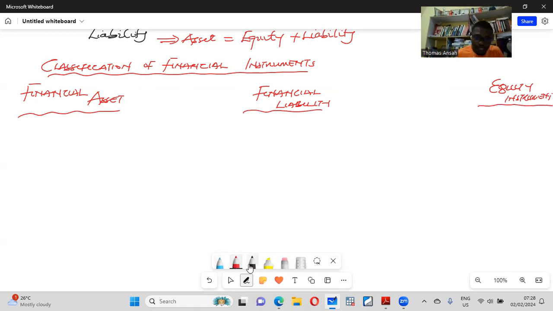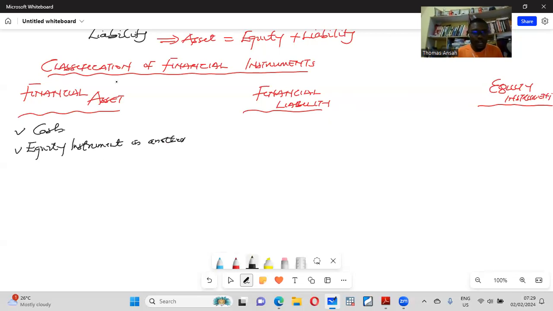Now, what is a financial asset? A financial asset simply means cash. All right, it is cash. It is also an equity instrument in another entity. And like I say, it can even be a debt instrument in another entity.